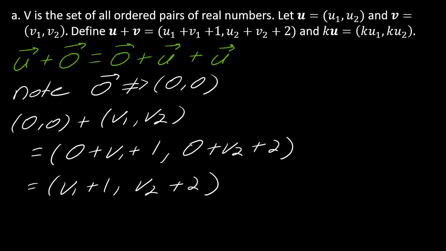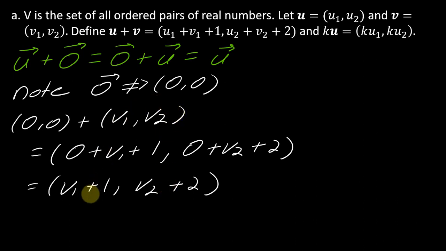Okay, so notice this does not behave in the way that this needed to behave. If this were truly the zero vector, I should have gotten back to my original vector. Oops, and I should have written an equal sign here. Sorry about that. So this should have been equal to just U. So this does not equal V1, V2. This equals V1 plus 1, V2 plus 2. So what that tells us then is that we actually have something else that must behave as a zero vector, or there is no zero vector.